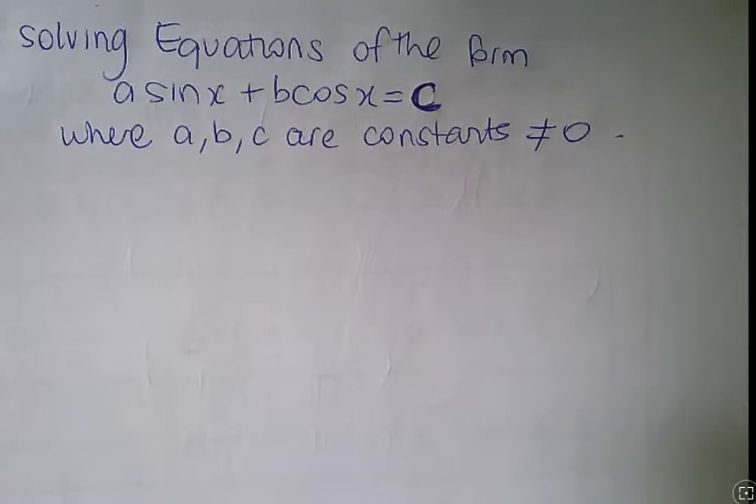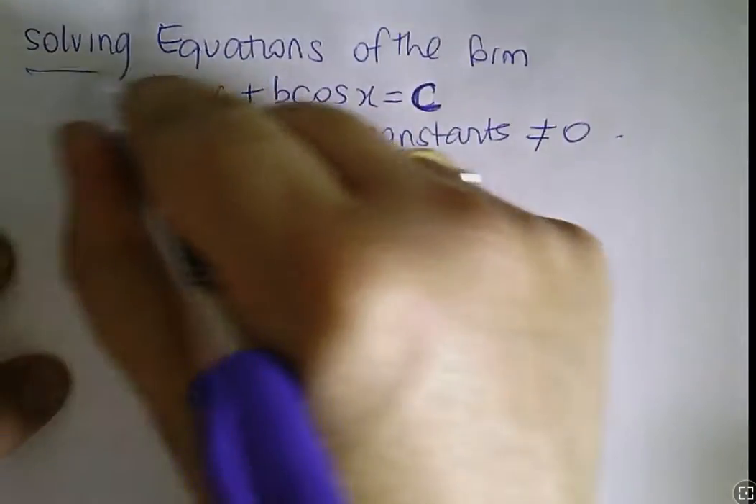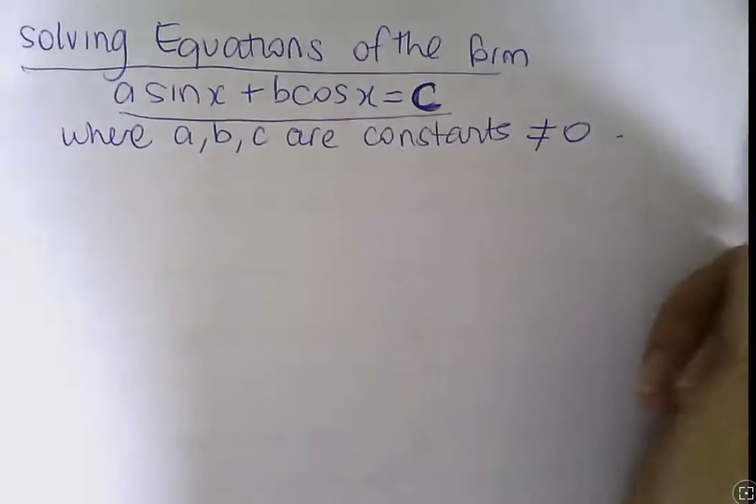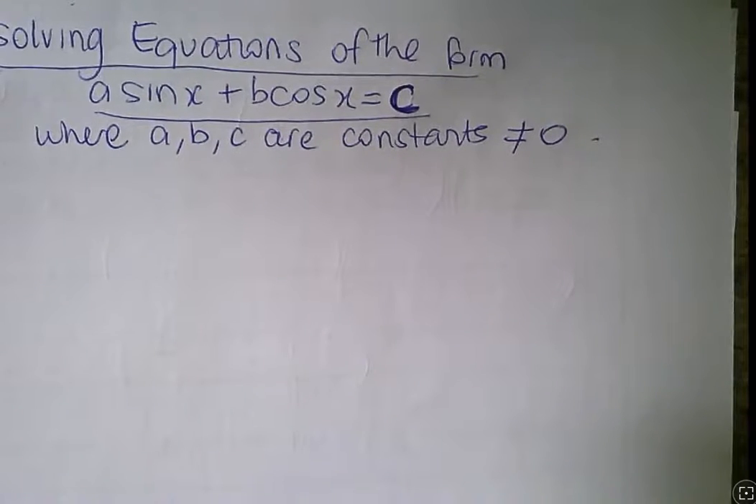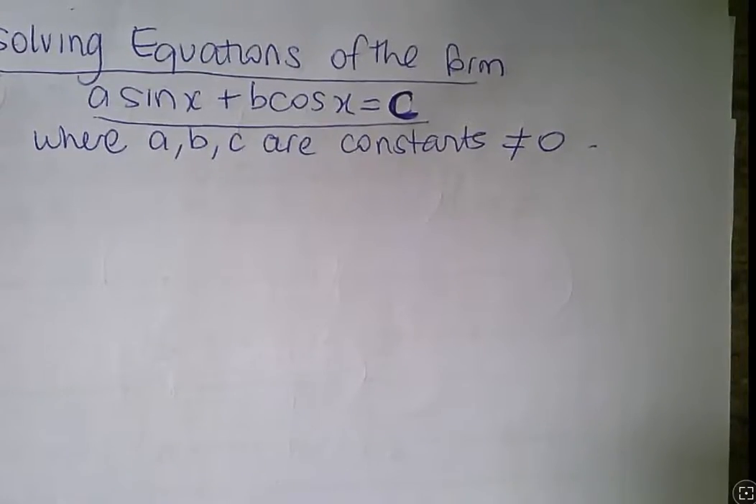So when you want to solve equations of that form, a sine x plus b cos x equals a number, not equals 0. If it's equal to 0, you just take the b cos x to the other side, or you divide through by cos x. Whenever you've got sine x equals cos x, you can just divide through by cos x, okay?